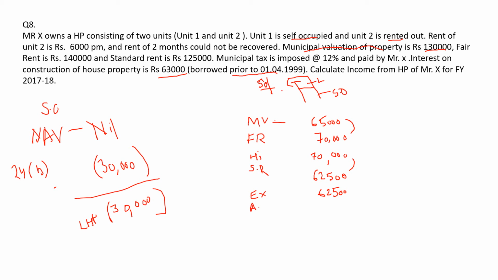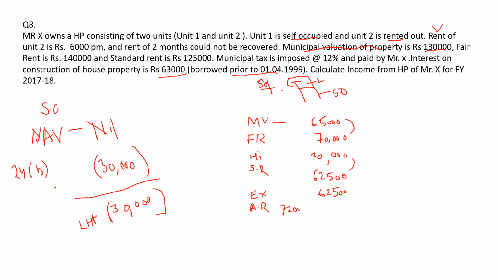And now we'll be calculating the actual rent. Actual rent will not be multiplied by 50% because rent has been given for Unit 2 only. So it will be 6,000 into 12 months, which comes out to be 72,000.